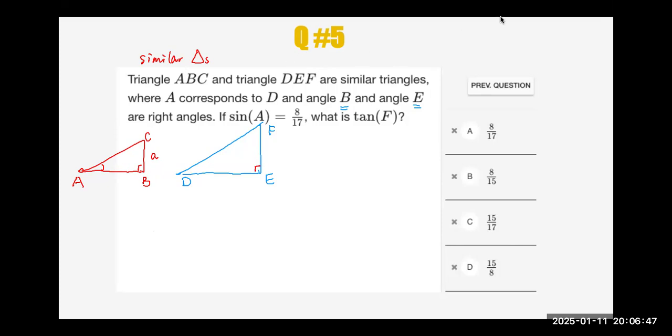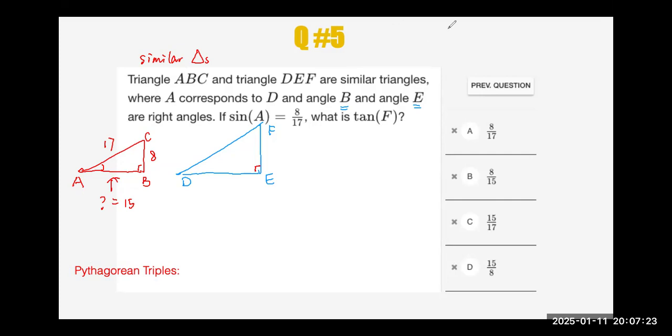So by definition, sine A is 8 over 17. First, can anyone calculate what's this length? 15. Good. Okay, tell me why you can be so fast. Because 289 minus 64 is 225. Okay. And root 225 is 15. Nice, very good. Okay. Yeah, you do the Pythagorean theorem, you do the calculation.